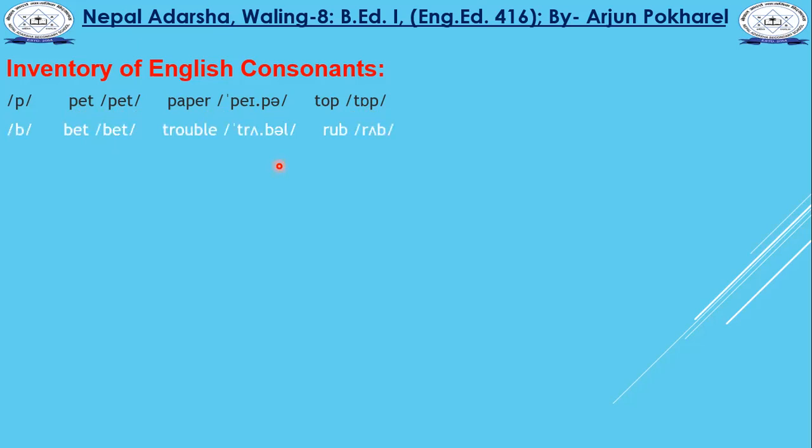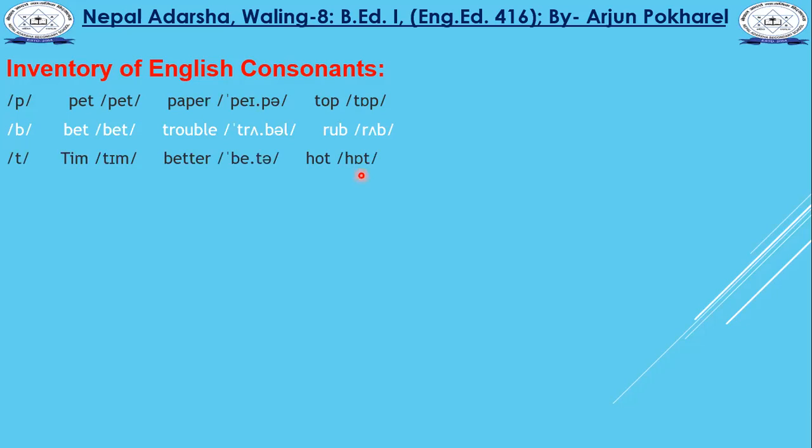Now the next one is the ba sound. Bet, not pet, bet. Trouble: this initial ba is here, and this is word middle, in trouble. And this one is rub, the final ba is here. That is ba. They can occur word initially, word medially, or word finally, in all positions in words.